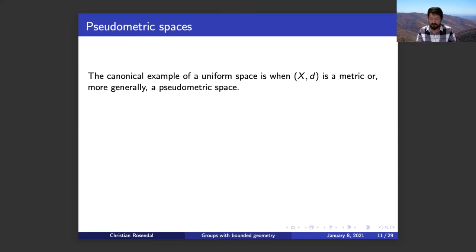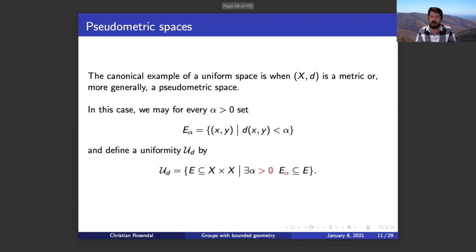Well, the canonical example of a uniform space is, of course, a metric space, or more generally a pseudometric space, where you can have distance zero between distinct points. Then for every positive alpha, you can take the subset E alpha of X cross X consisting of the pairs X and Y whose distance is less than alpha. You get a neighborhood of the diagonal in X, and then you define a uniformity on X by taking all sets E that contain one of these E alphas, for positive alpha. All right, so this is how uniformities come about.